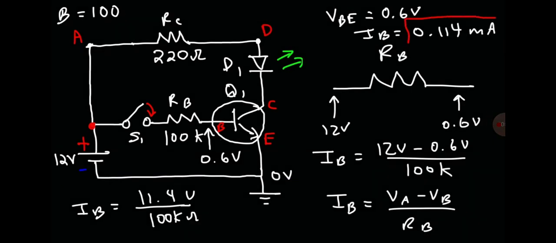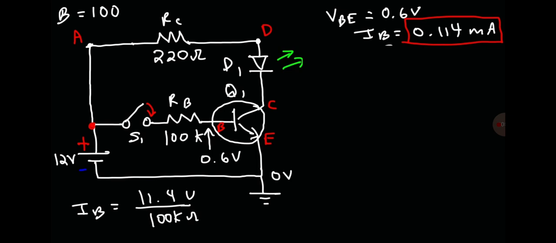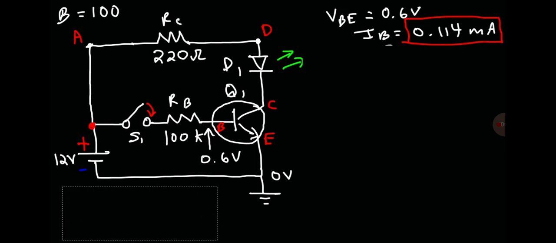So when you understand that, you don't need to convert amps into milliamps, nor do you need to convert kiloohms into ohms. So now that we have the value of IB, we can calculate the value of IC. So this is 0.114 milliamps.